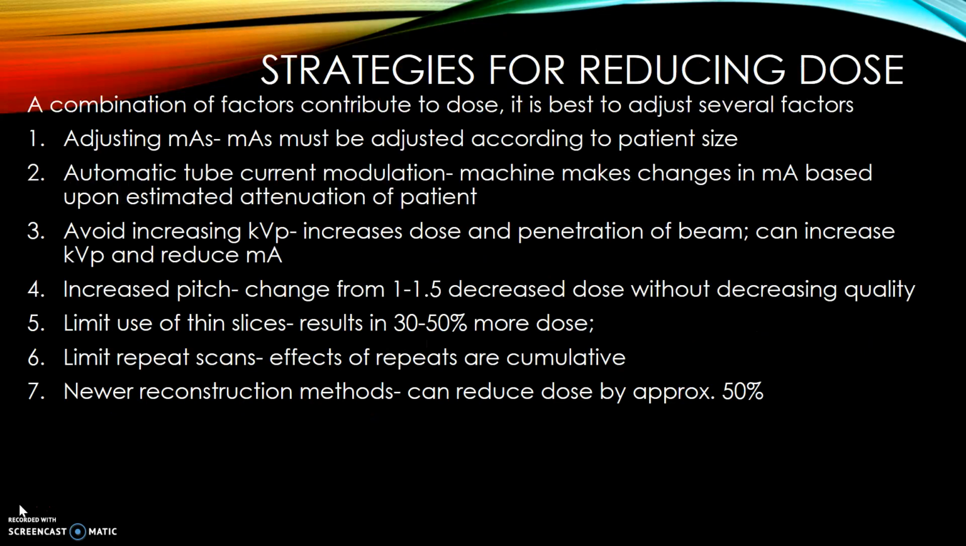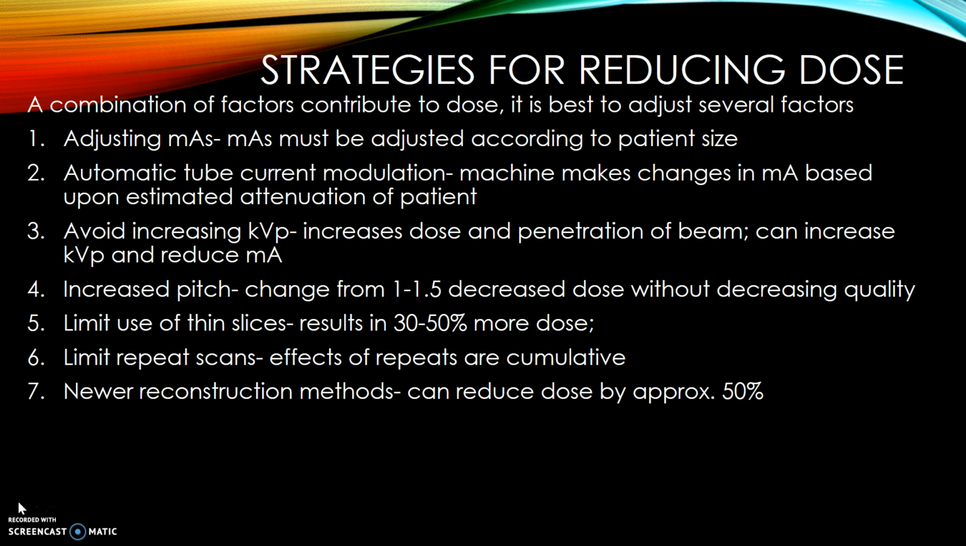Some strategies for reducing dose. Adjust the mA. The mAs must be adjusted according to patient size. Automatic tube current modulation: the machine makes changes in mA based upon estimated attenuation of the patient. Avoid increasing the kVp because this increases the dose and the penetration power of the beam. You can increase kVp and reduce mA.